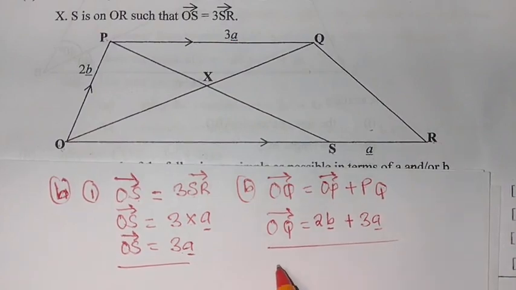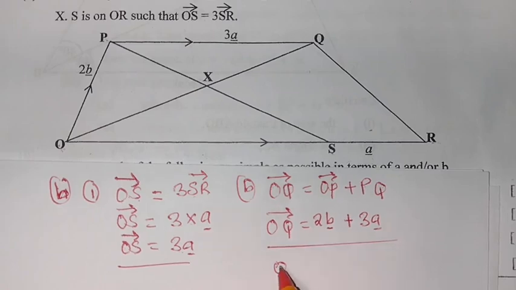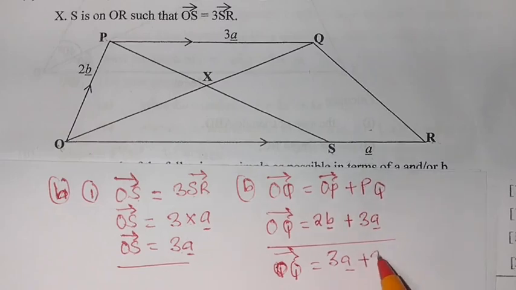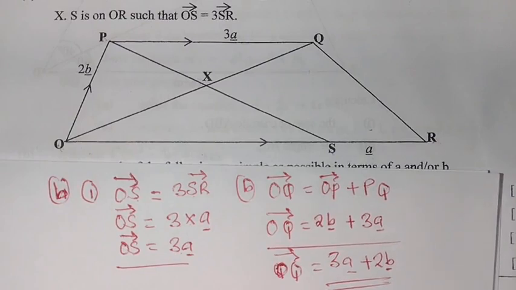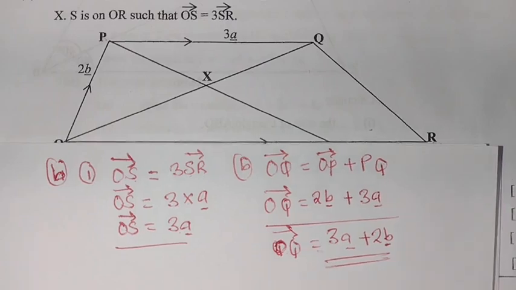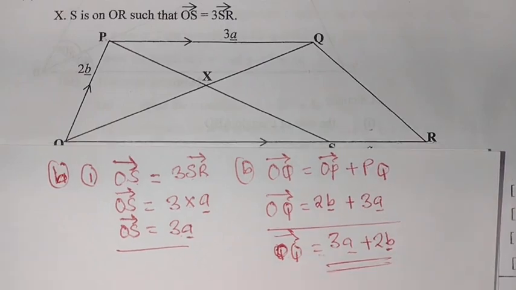If you want, you can just write it in order, where we say OQ. We start with the A, alphabetically, so 3A plus 2B. So they can mark all this. So that is our answer for OQ. Let us now look at our third question.